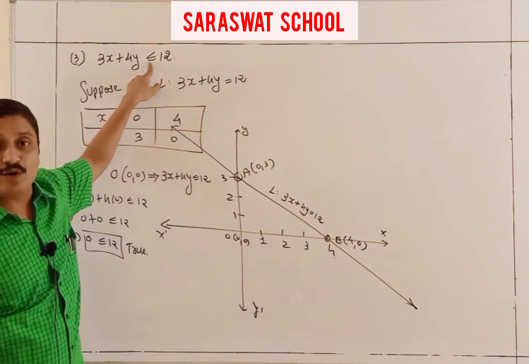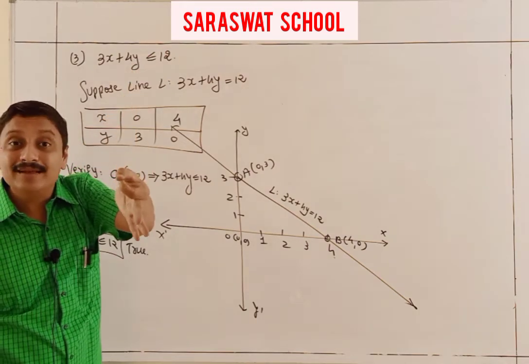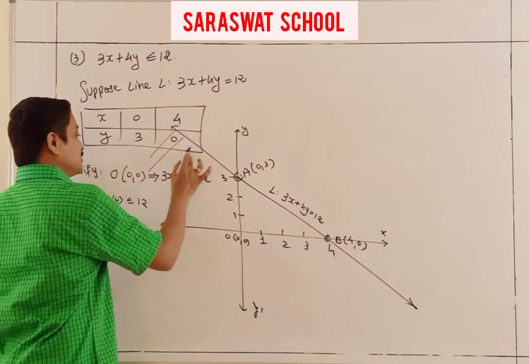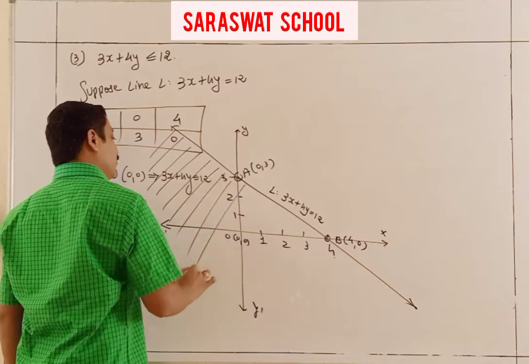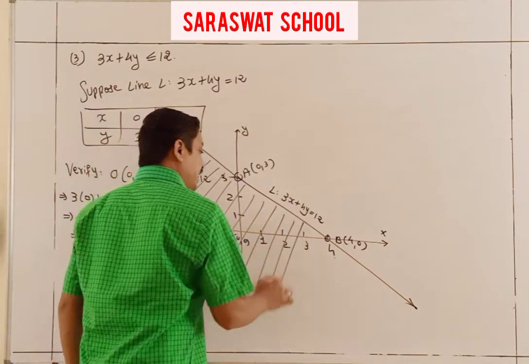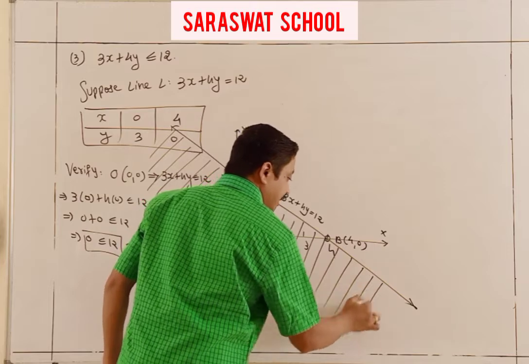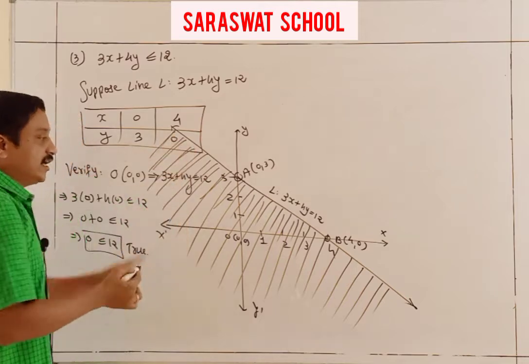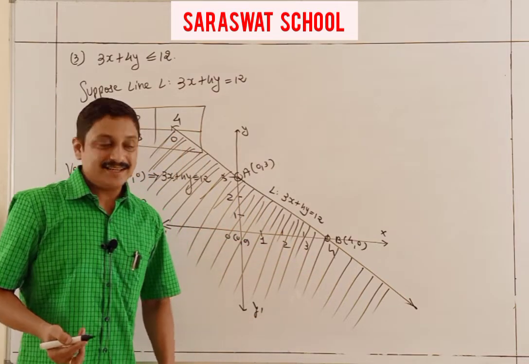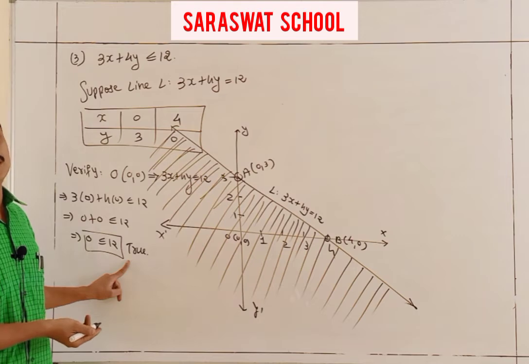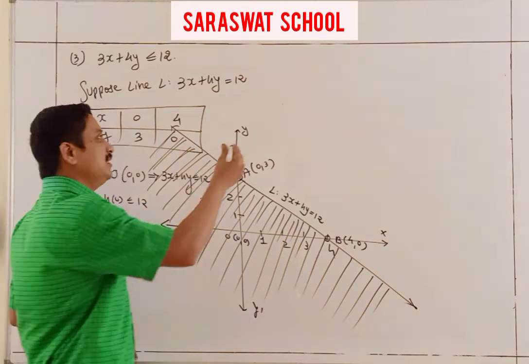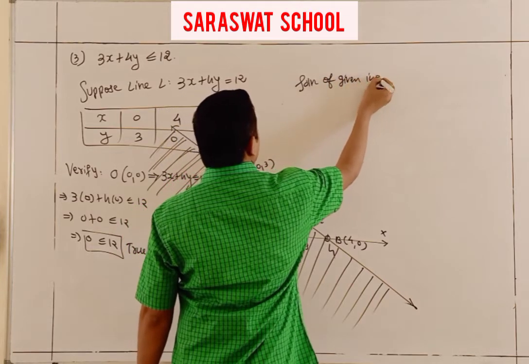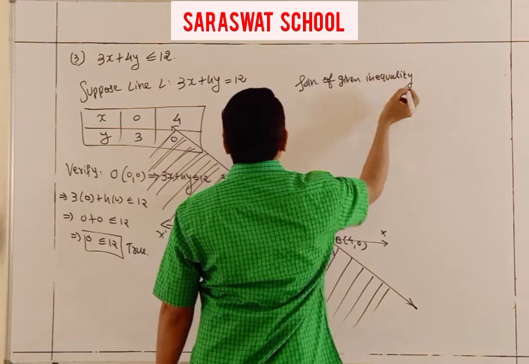Now, wait here. Less than or equal to means it is a closed half plane, so there is no requirement for dotted lines. Only you can shade this side as your answer, in the first, second, third and fourth quadrants, and this side, students. I just make the shade to connect it with the line. Correct? Because origin is passing through that, and my solution is very easy. So, solution of given inequalities.